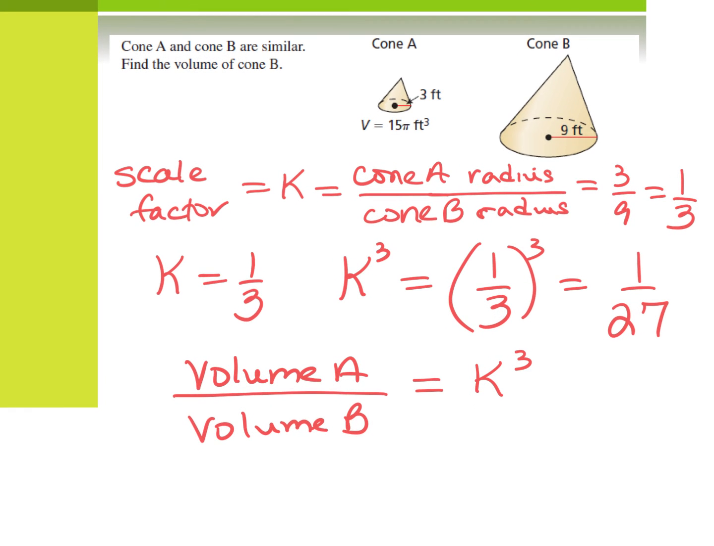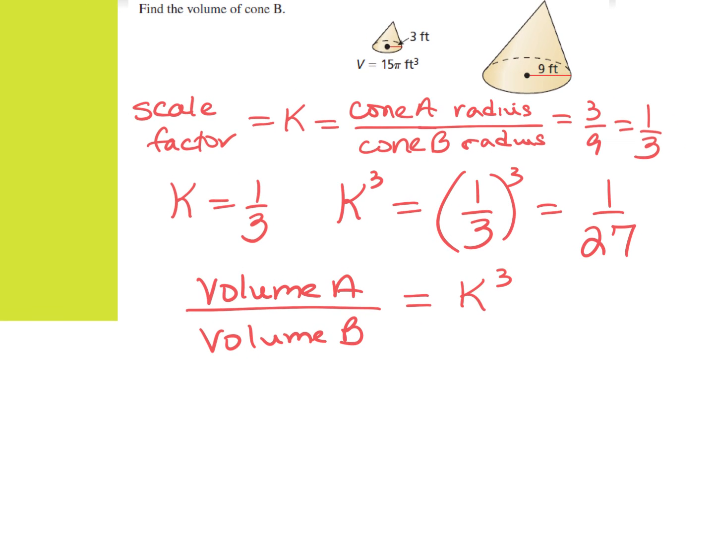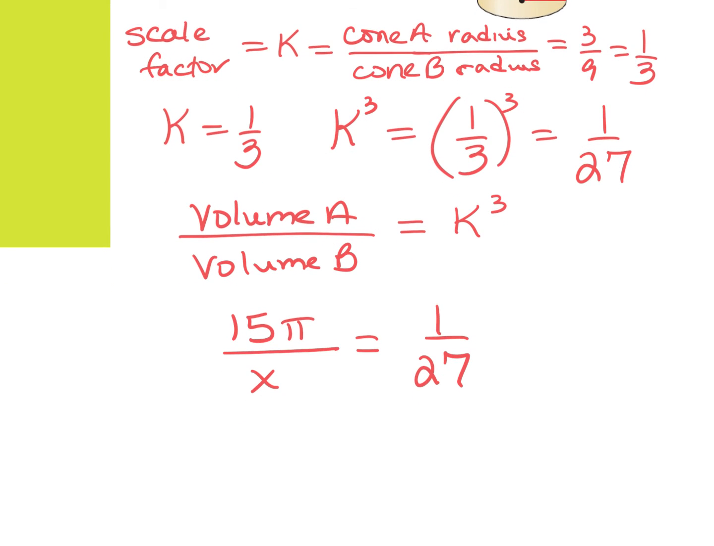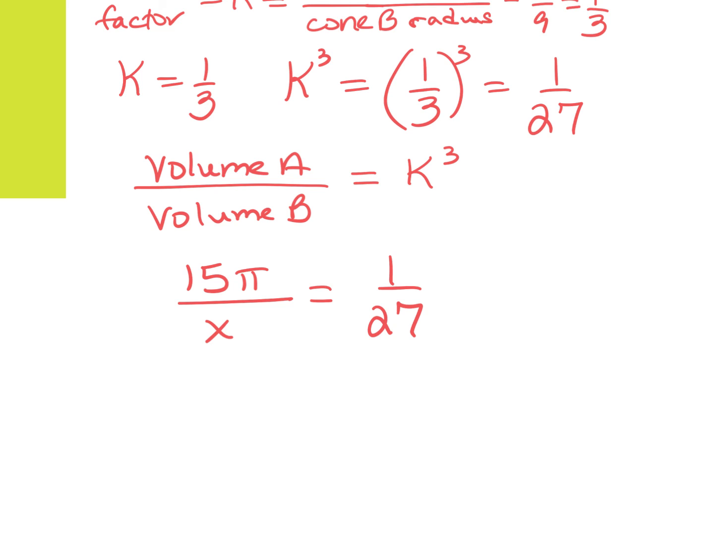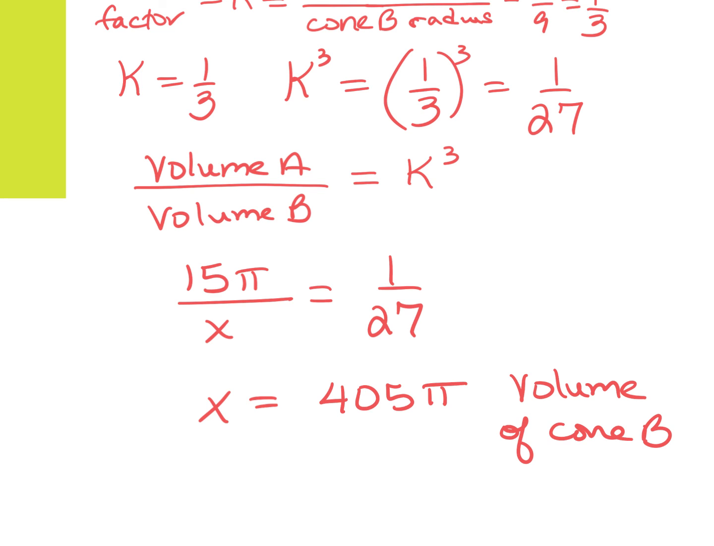So they gave me the volume of A is 15 pi. I'm going to set X equal to the volume of B because I don't know that. That's what I'm looking for. And my K cubed was the 1/27. I now have a proportion. I'm going to cross multiply to find X, which is the volume of B. So 15 pi times 27 and 1 times X, and I get 405 pi is going to be the volume of cone B, and that's left in terms of pi, and this would be feet cubed.